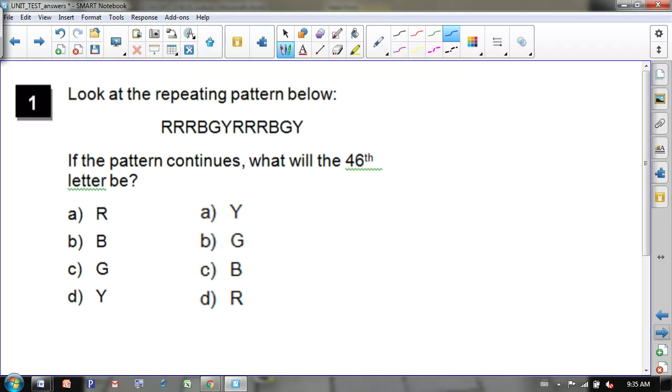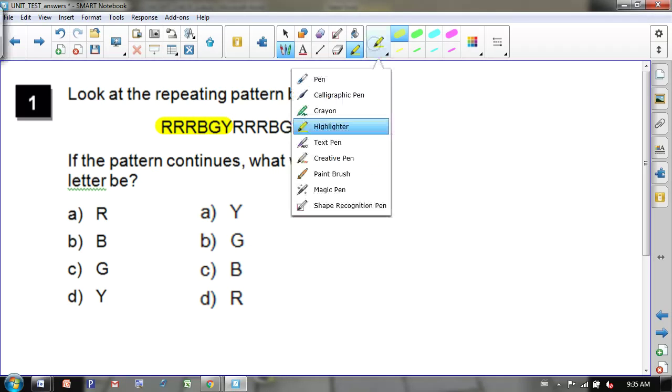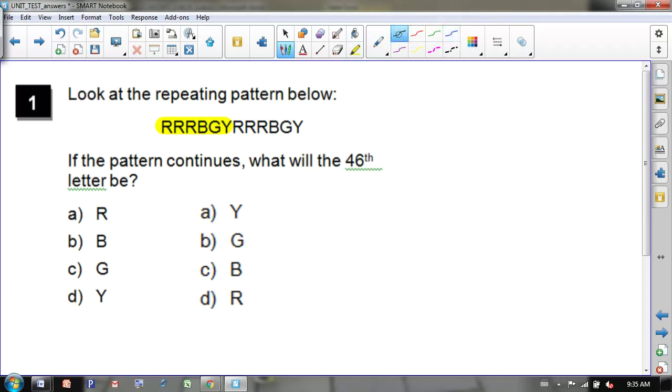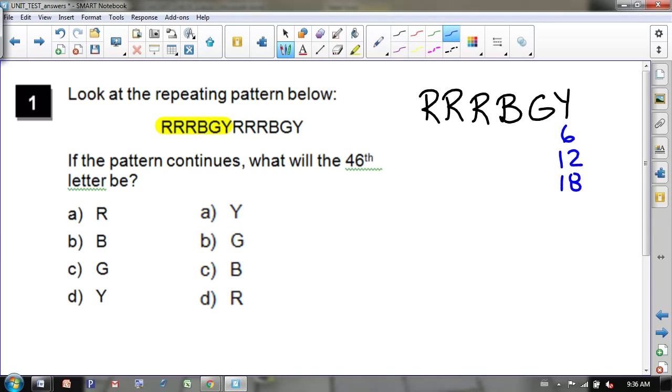In question number 1, it's all about repeating patterns. One thing we were looking for was for people to be able to identify the core of the pattern. The core of this pattern has 6 terms in it. The core is R, R, R, B, G, Y, and that's being repeated over and over again. So the Y will be the 6th term, it will also be the 12th term, the 18th term, the 24th term, and so on.